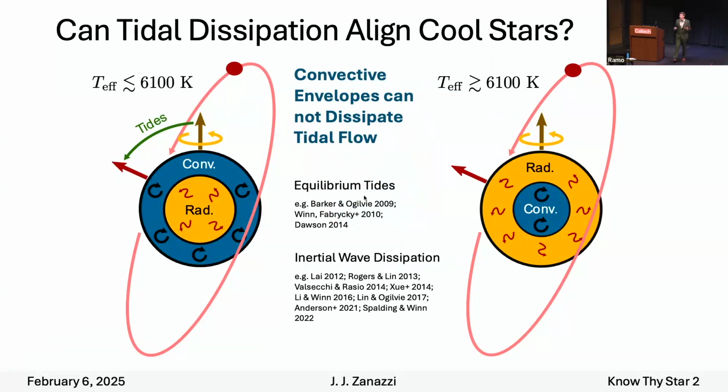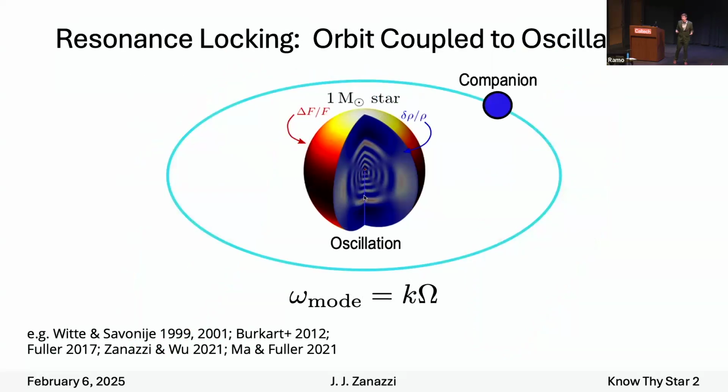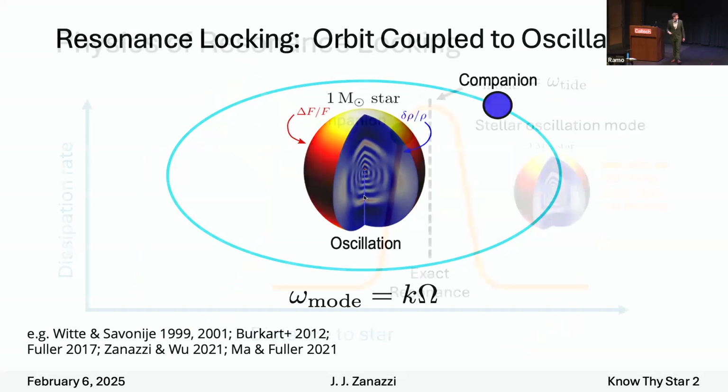So this brought me to a different process called resonance locking, which argues that you have these natural oscillations in the star that get resonantly excited by the companion, and it exerts a backreaction torque on the companion, which can accelerate the tidal evolution of the system. So that's what I'm going to talk about now, the physics of how this process operates.